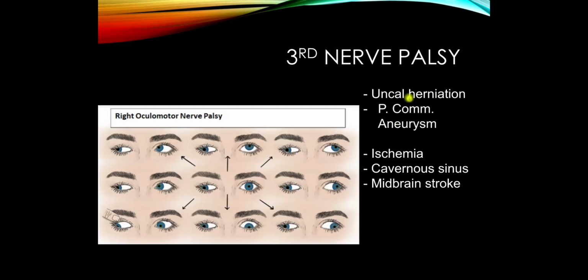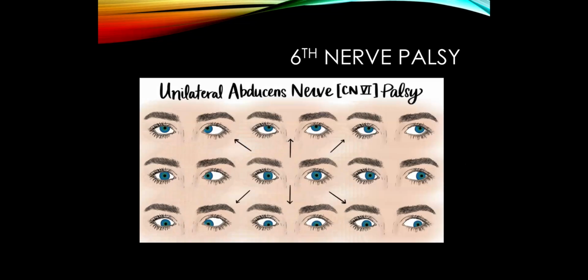Remember, these are patients in a coma that have uncal herniation. PCOM aneurysm is a severe headache, and as the course goes on, we'll add 3 more, and I'll explain what these look like later. If you know these 5 causes of third nerve palsy, I think you're in good shape for this level of training and for boards. And fortunately, each of these has a unique clinical presentation.